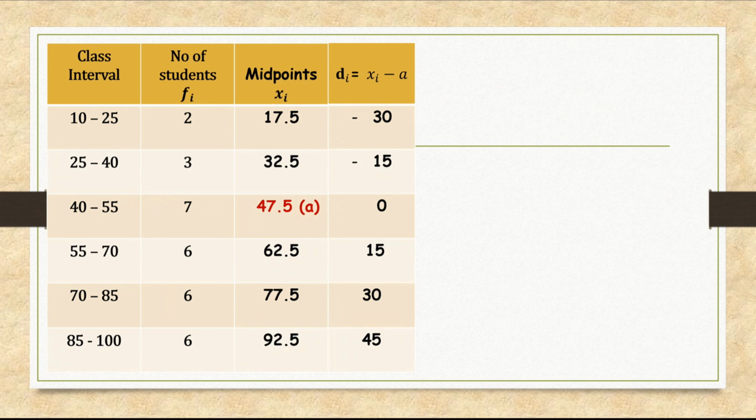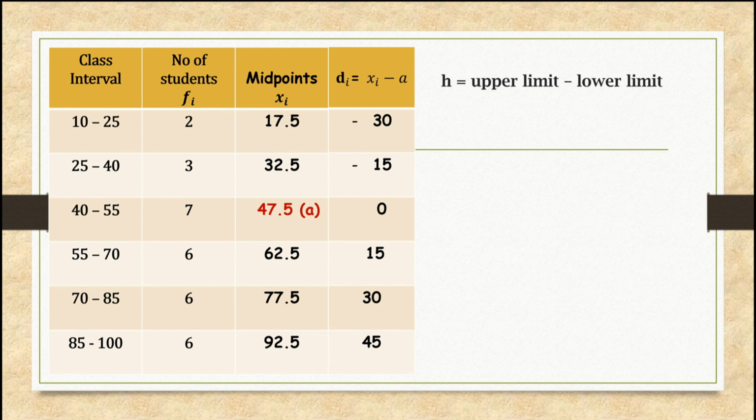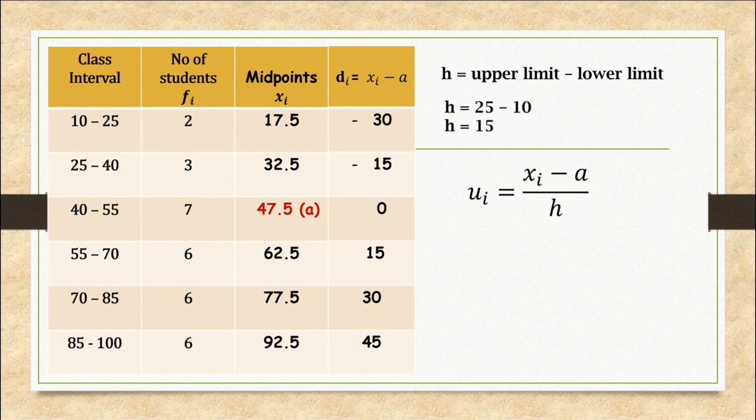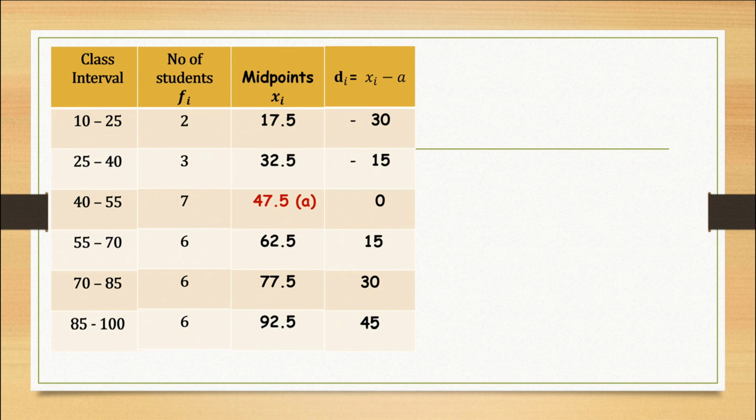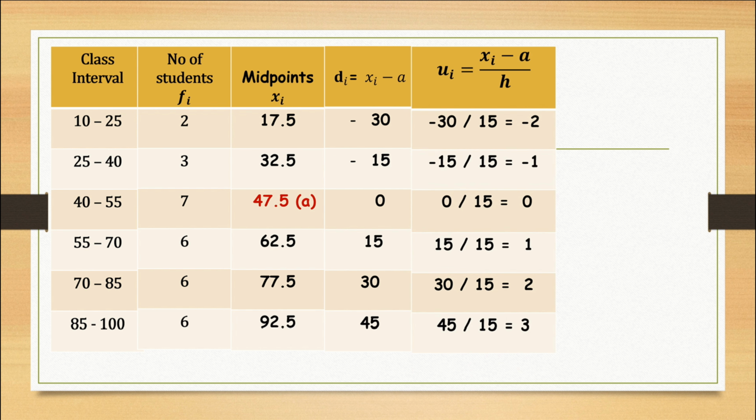Now we have to find h, that is class size. To find h, we use the formula upper limit minus lower limit. Here, upper limit is 25, lower limit is 10. So h is equal to 25 minus 10. That is h is equal to 15. The class size h is same for the remaining class intervals. Now we have to calculate ui. That is ui is equal to (xi minus a) divided by h for each class. So here minus 30 divided by 15. If you calculate, you get minus 2. Minus 15 divided by 15, you get minus 1. 0 divided by 15, you get 0. Similarly, you can find the remaining.